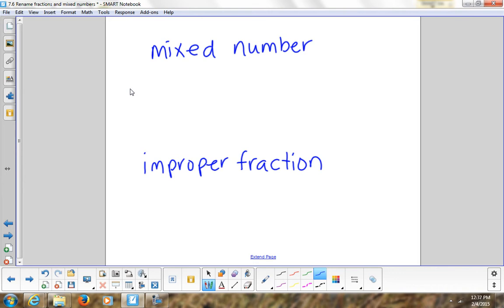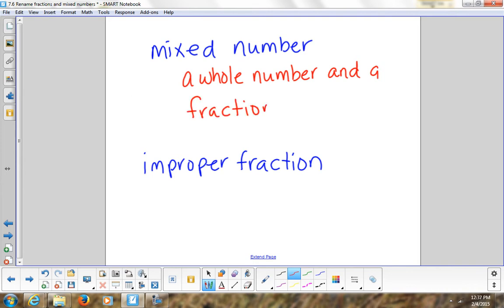Okay, so I need a better example of a mixed number. It's okay if you look over there and read it to me. It's a whole number and a fraction. So a mixed number is a whole number and a fraction. For example, somebody give me a whole number. 7. Okay, give me a fraction. 2/8. That is a mixed number. Here we have a whole number, and here is a fraction.